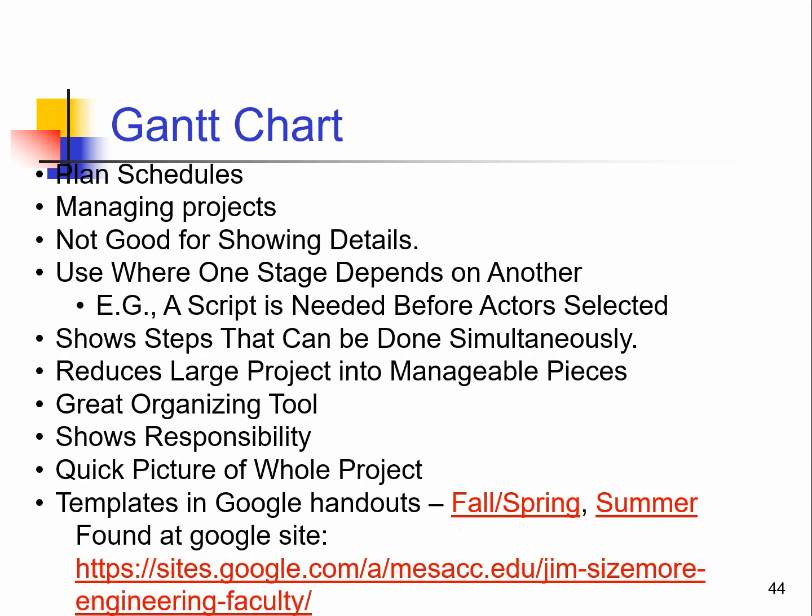Okay, Gantt chart. This is to plan schedules, managing projects. It sets timelines. It breaks down a large project into manageable pieces. It shows a picture of the entire project. Now we have some templates, like the 16-week semester, and it's on my Google site.